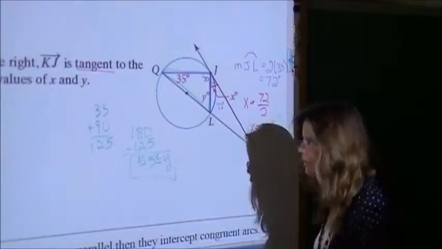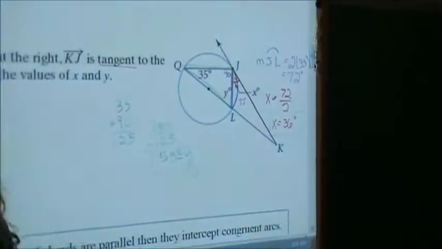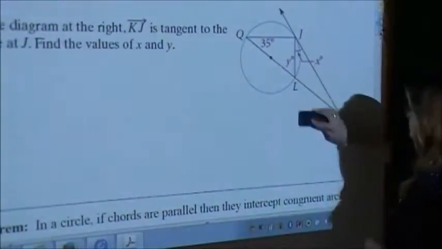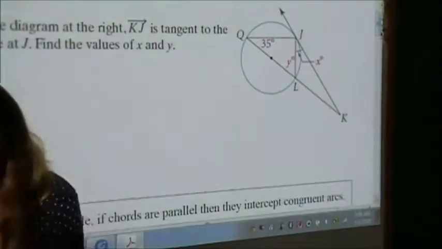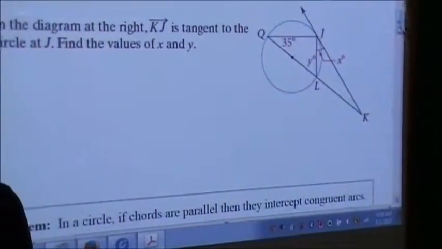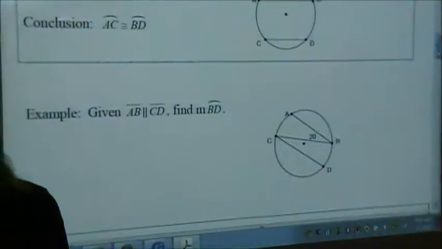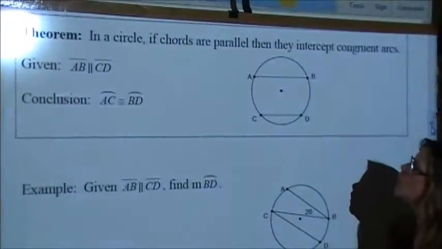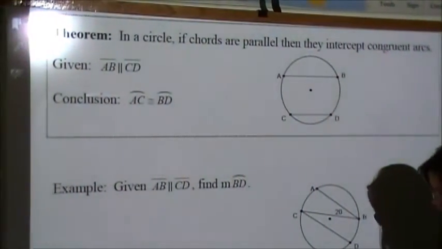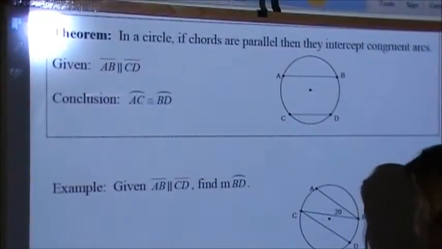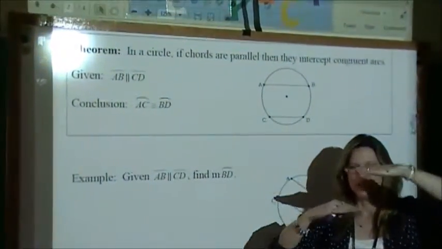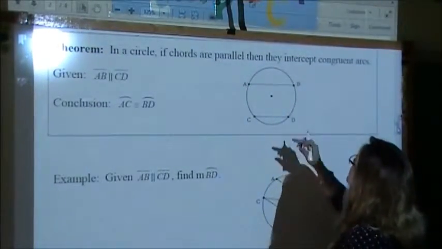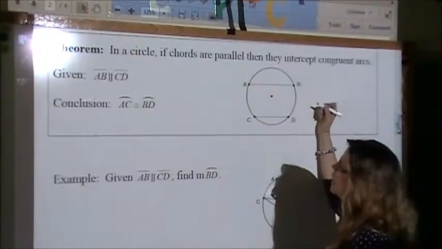All right, we have a new theorem now to talk about. So if you scroll down, it's already in a box for us. In a circle, if chords are parallel, so think about that for a minute. If you have parallel chords, they're always the same distance away from each other. This should make sense that they intercept congruent arcs.